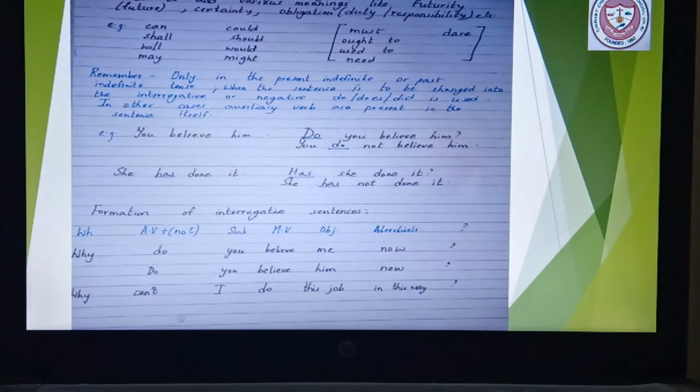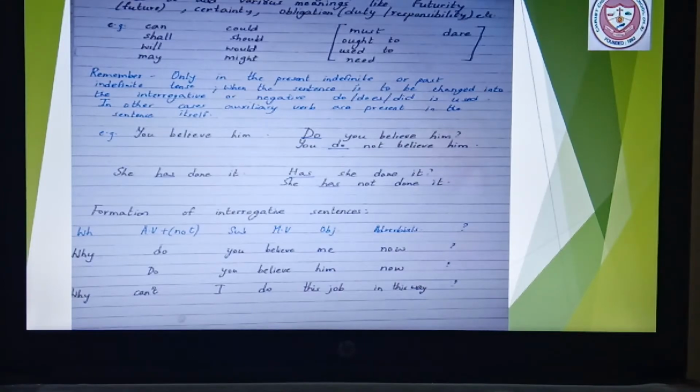For example, we have can, the past tense of which is could, shall, the past tense of which is should, will, would, may, might. And others are must, ought to, used to, need, and dare.